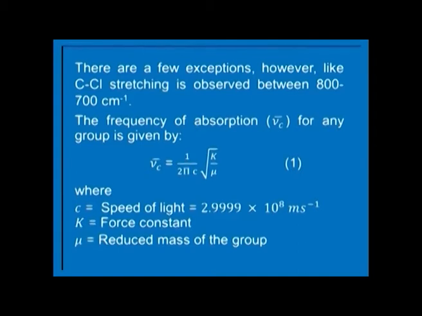The frequency of absorption, that is nu C bar, for any group is given by nu C bar equals 1 by 2 pi c under root k by mu, as shown by equation 1 here, where c is the speed of light equal to 2.9999 × 10 to the power 8 meters per second, k is the force constant, and mu is the reduced mass of the group.